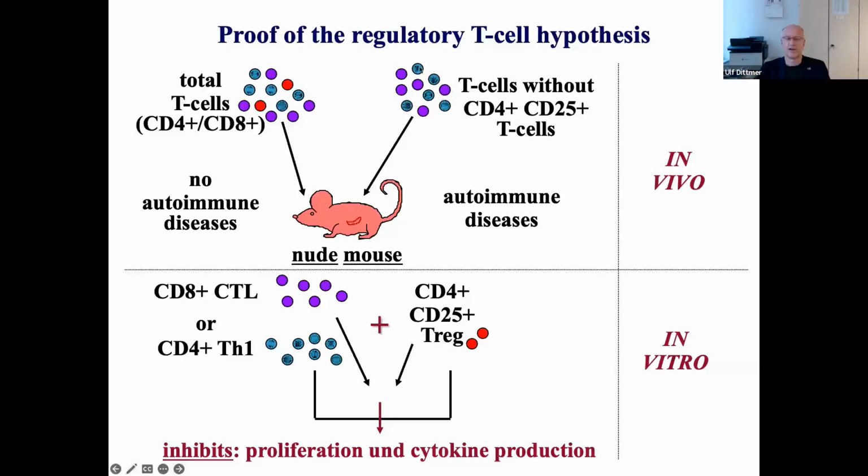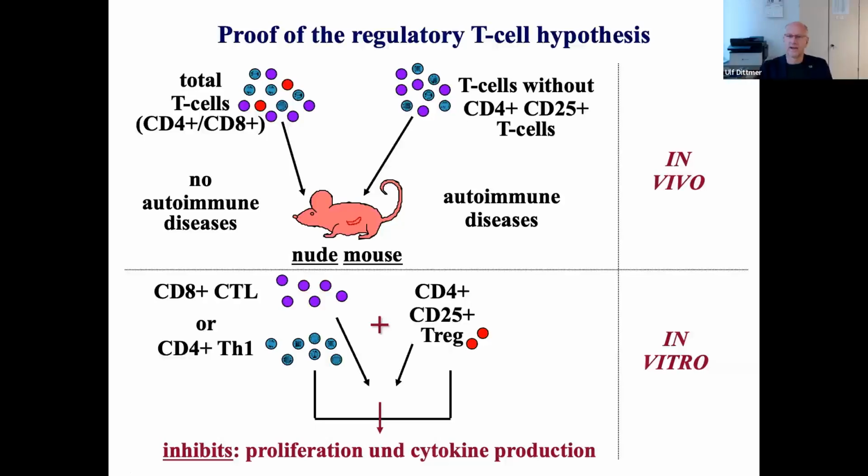However, if he did the same experiment, took these T cells out of wild-type mice, and then separated out the red ones here, the CD4, CD25 positive ones, and transferred only the effector T cells, then these animals developed autoimmune diseases, indicating that also in vivo, these red cells, these CD4, CD25 positives, are very important to control the effector response of these T cells.